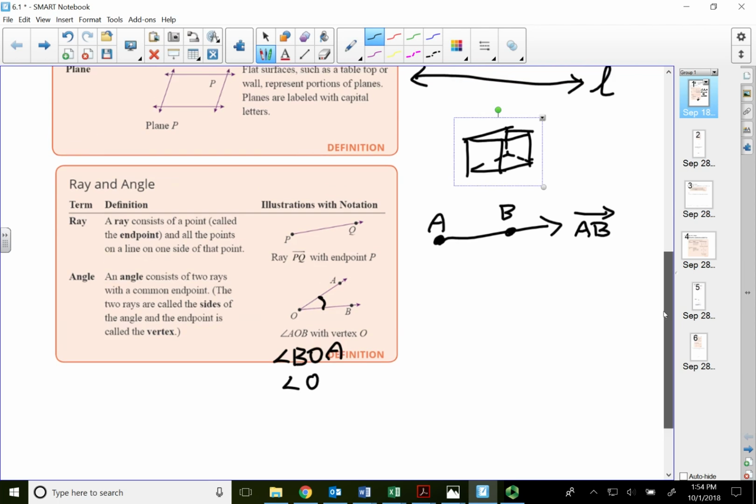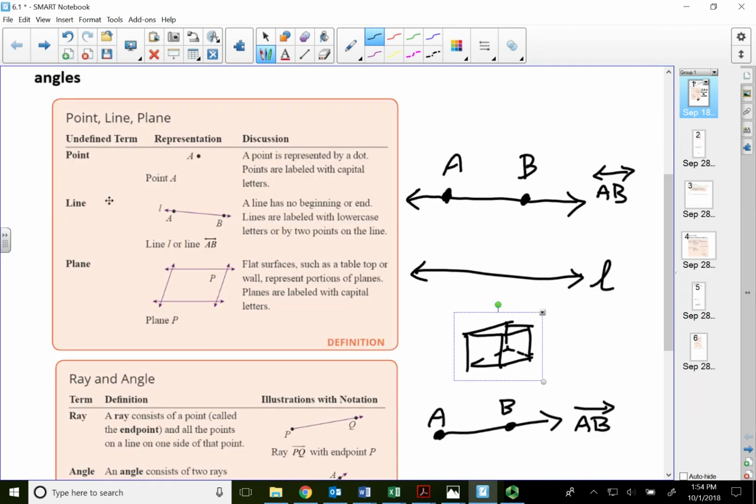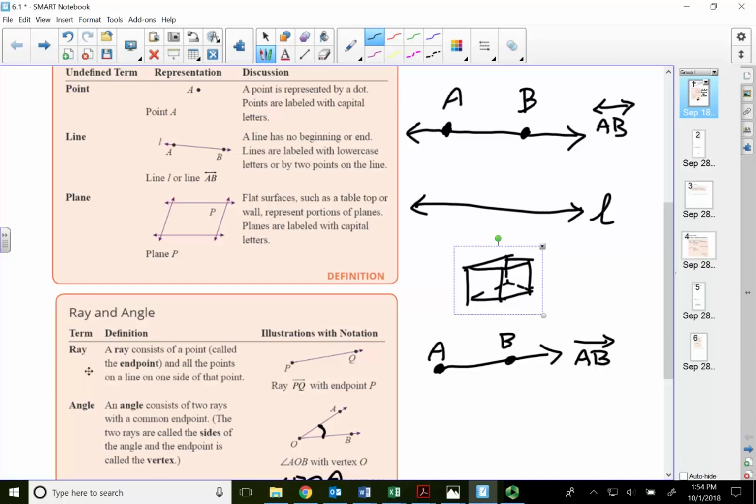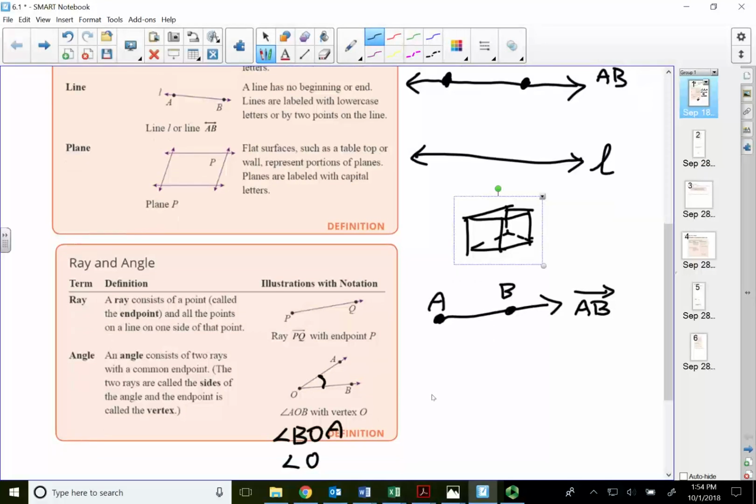All right, just a quick review, a quick lesson on the basic definitions of lines, planes, points, what a ray is, and knowing that we use two rays to form an angle. That will conclude this lecture video. Thank you for watching.